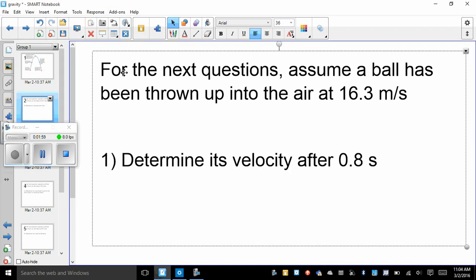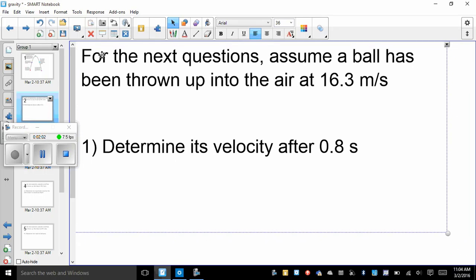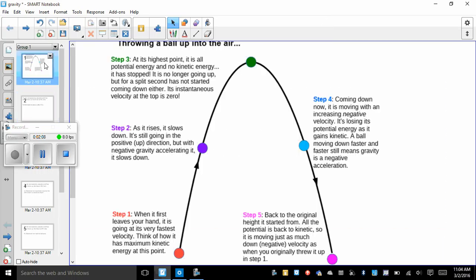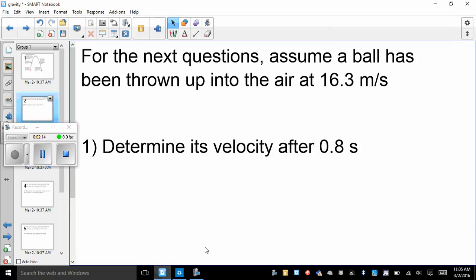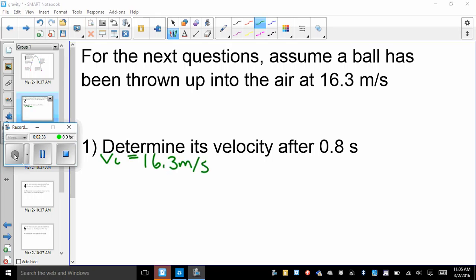We're going to do a series of 5 questions, one at a time. For the next questions, we're always going to assume that we took a ball and we threw it at 16.3 meters per second. First of all, we want to know its velocity after 0.8 seconds. So we have an initial velocity of 16.3 meters per second. We have a time of 0.8 seconds.